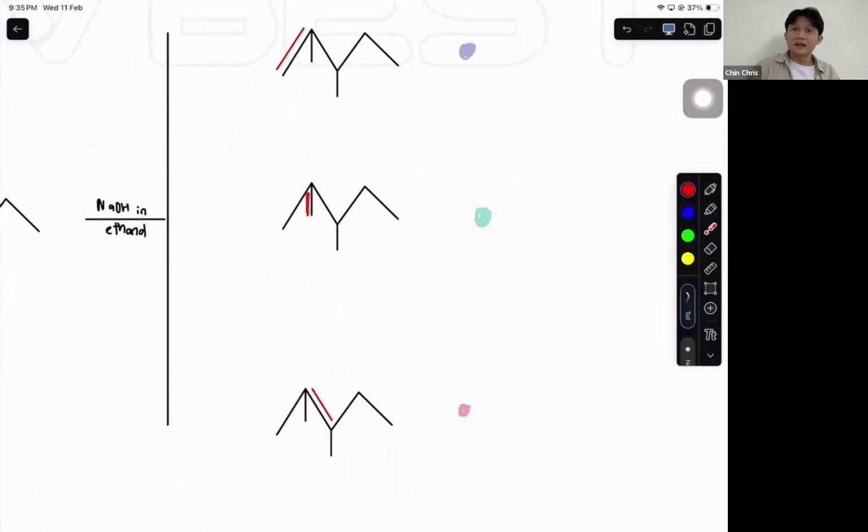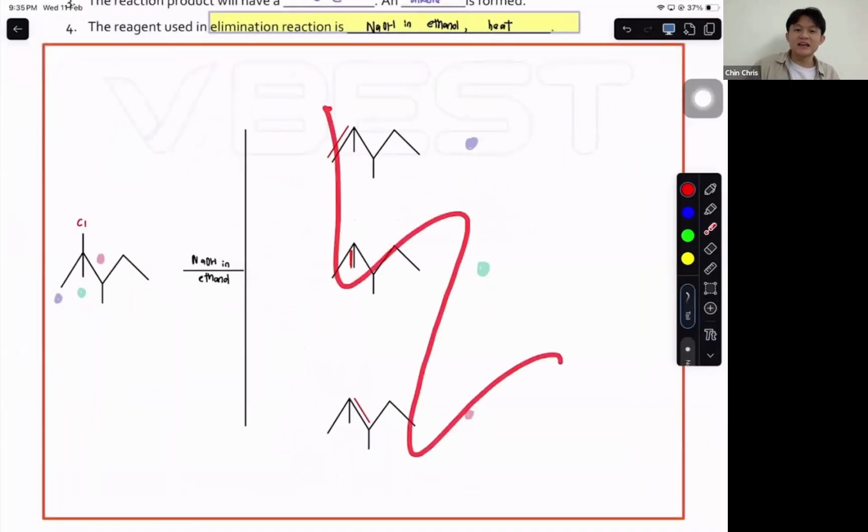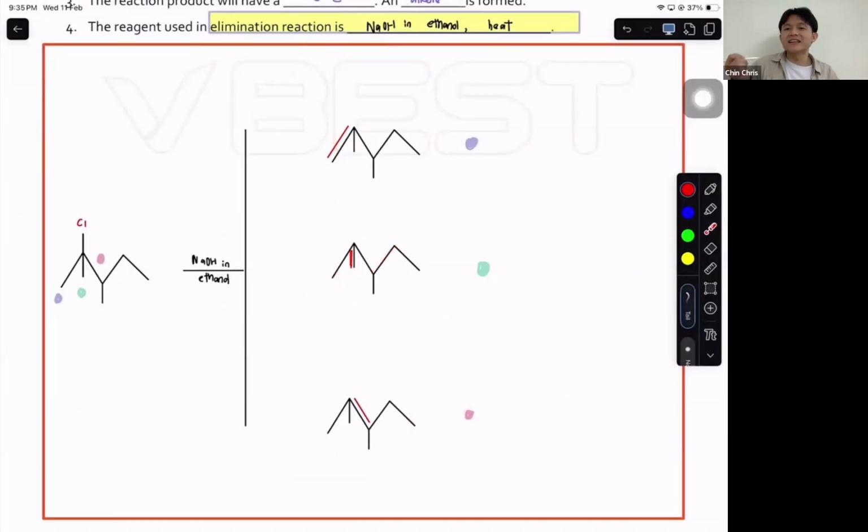Get me? This type of question will come out in the exam, you know. They want you to get how many isomers. They are not telling you, or they won't even draw it out for you guys. They will just say how many isomers in total. Okay? Clear?